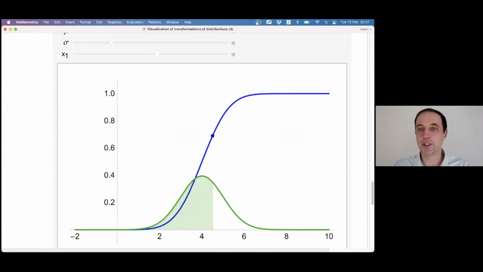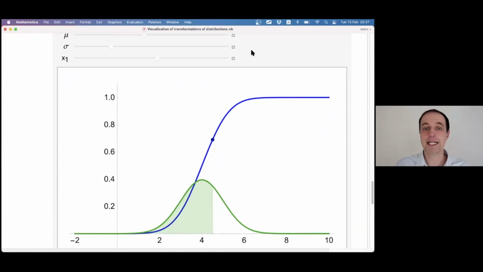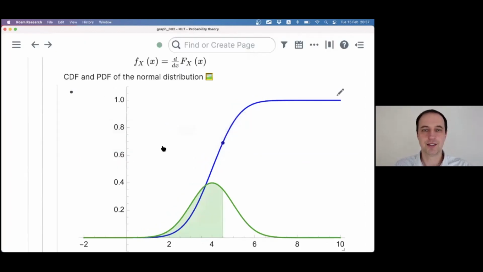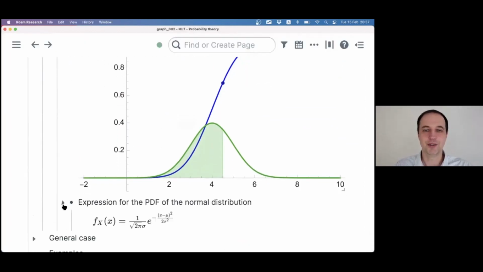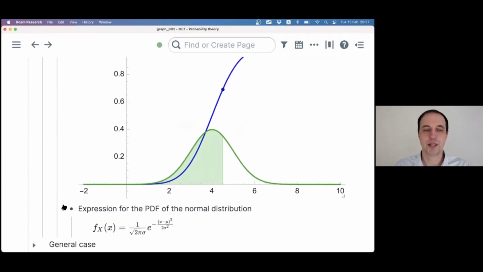So what is this picture? This picture corresponds to a random variable that follows the normal distribution. I think I didn't write down the formula for the PDF of the normal distribution. So it's this one. This is the PDF of the normal distribution. And it has 2 parameters. One of them is mu, that's the mean. The other is sigma, the standard deviation, that tells you how spread out it is.